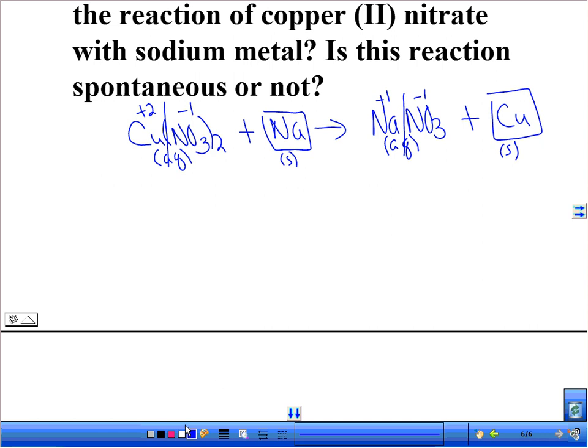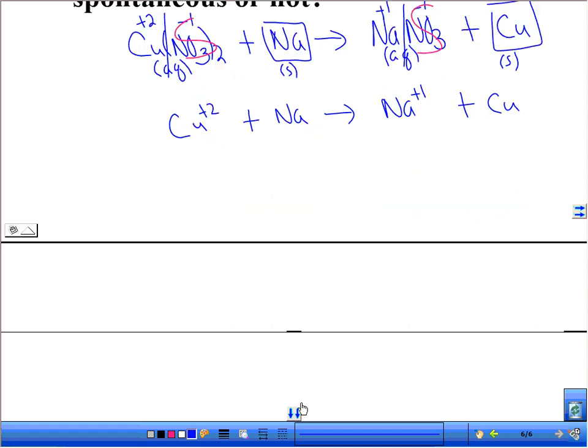So if we get rid of our spectators here, our spectator again is nitrate, my favorite. So we could say, well, we really got some copper ions reacting with some solid sodium. Going to make us some sodium ions, going to give us some solid copper. So there is our redox reaction. You can see copper going from a +2 to a 0, and sodium going from a 0 to a +1.